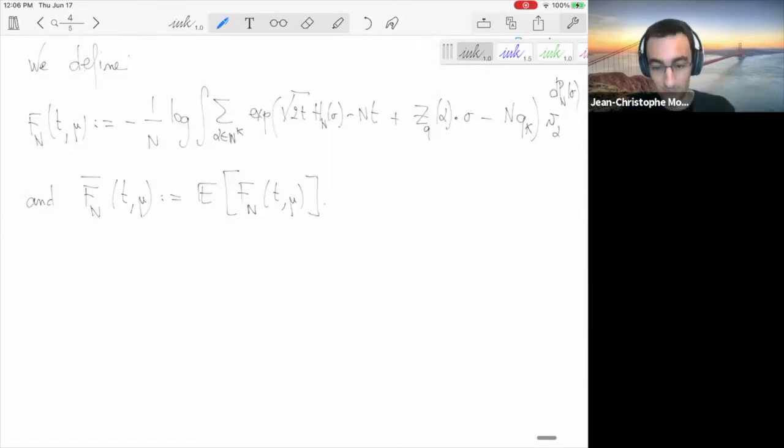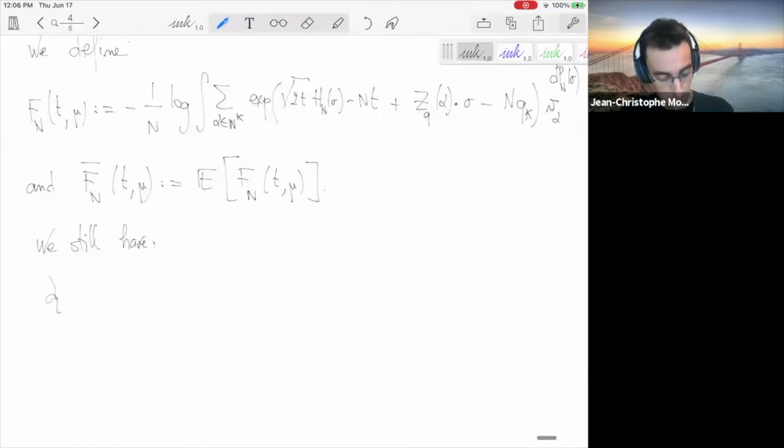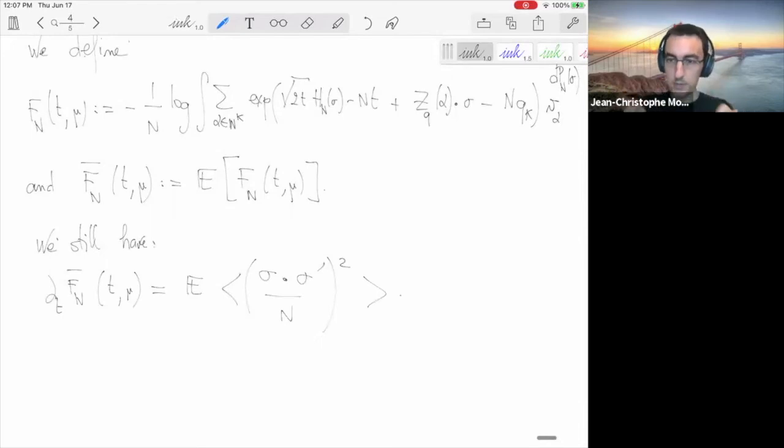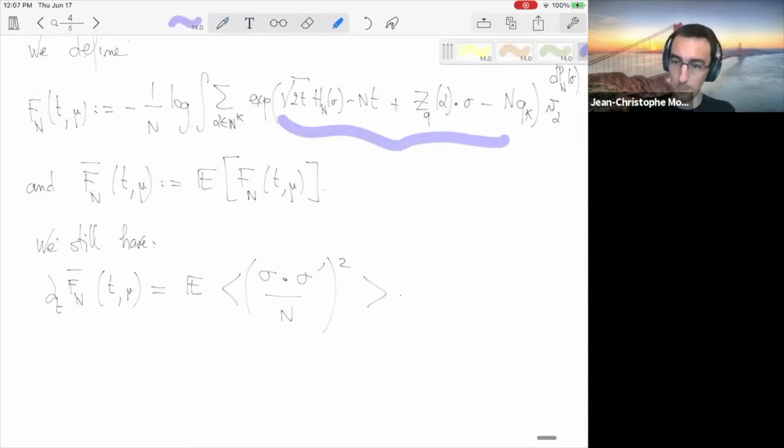Okay, so first, the derivative with respect to t has not changed compared with what we have done last time. Okay, it's exactly the same calculation. We will get exactly the same thing as before. Okay, so now the bracket denotes the Gibbs measure with respect to our new energy function, like this big one. So the calculation is exactly identical.